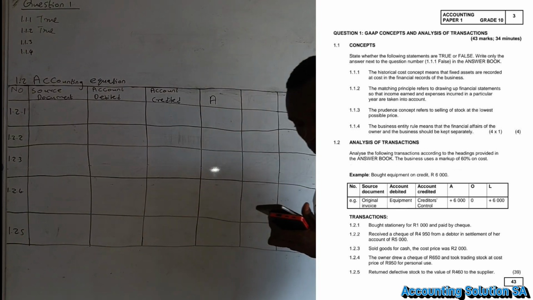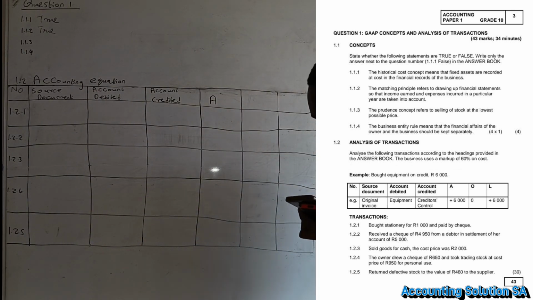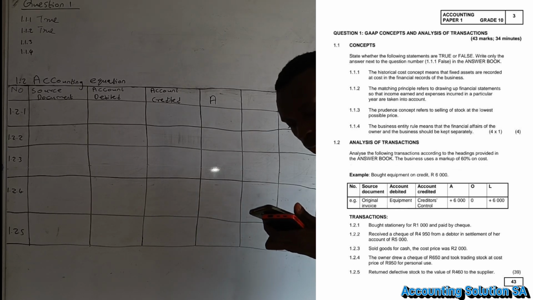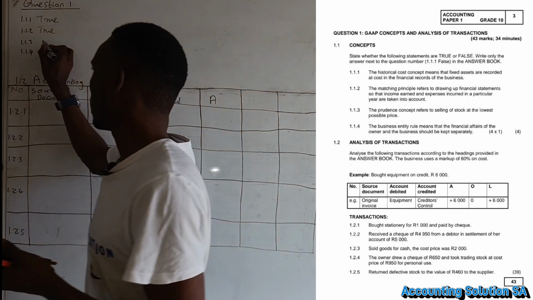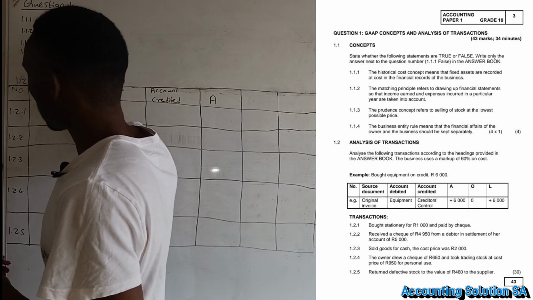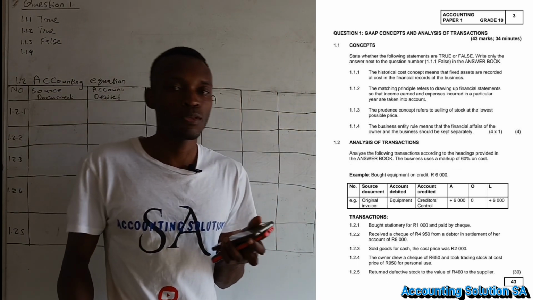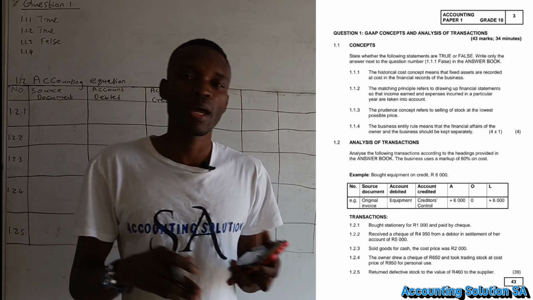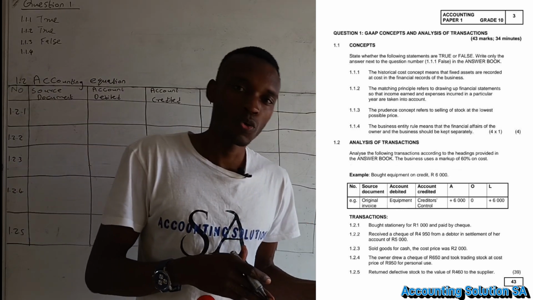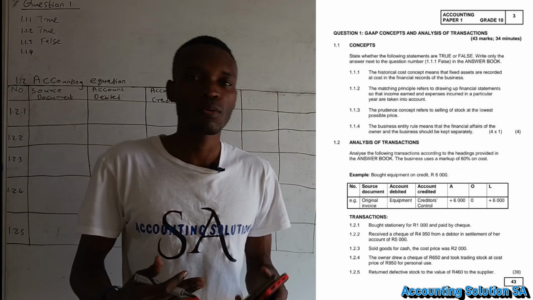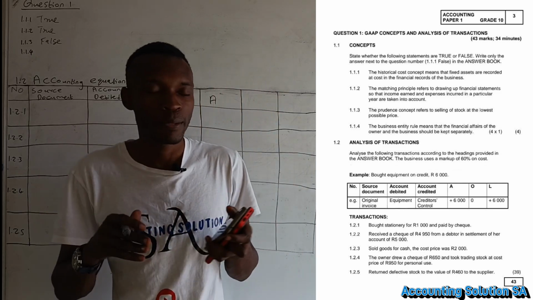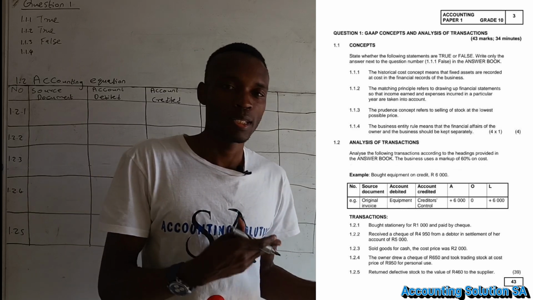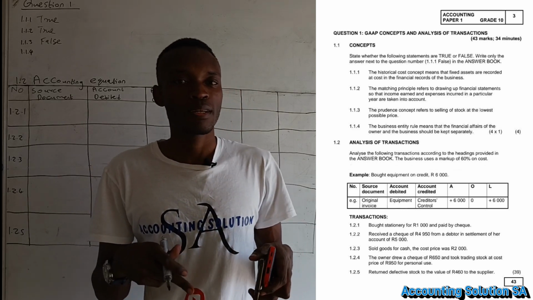Then 1.3, the prudence concept refers to selling of stock at the lowest possible price. Is it true or false? It's false. Prudence never says that. The prudence principle never says that we have to make sure that we record stock at the lowest possible price. Even though we have to make sure that our inventory is recorded at the lower cost, they didn't say a possible lower cost price. So I'm going to hear from you guys, what does the principle of prudence say? Explain to me in the comment section, then I will comment whether your explanation is correct or not.